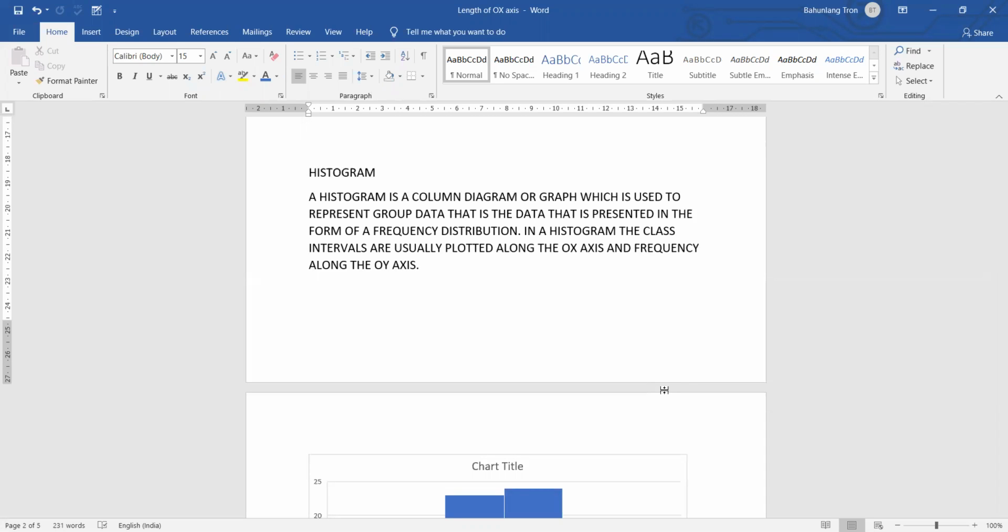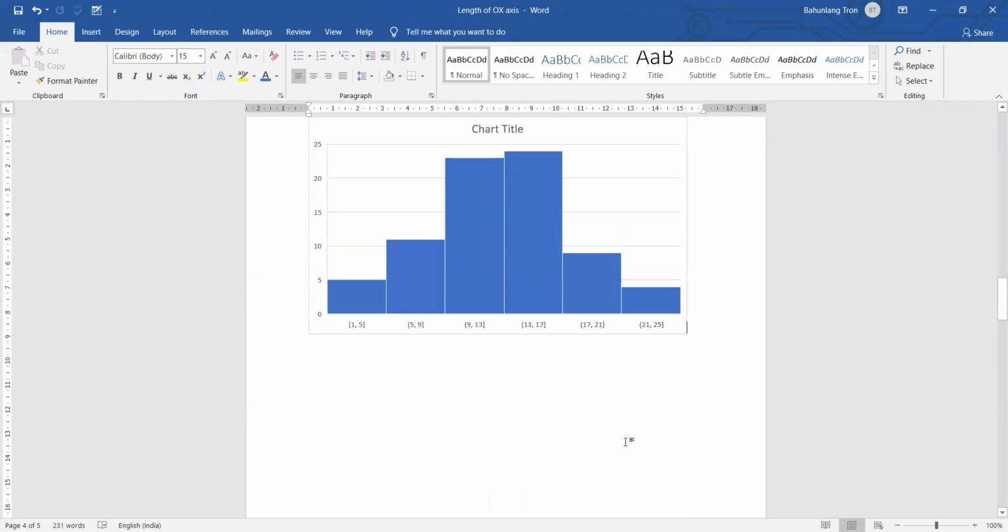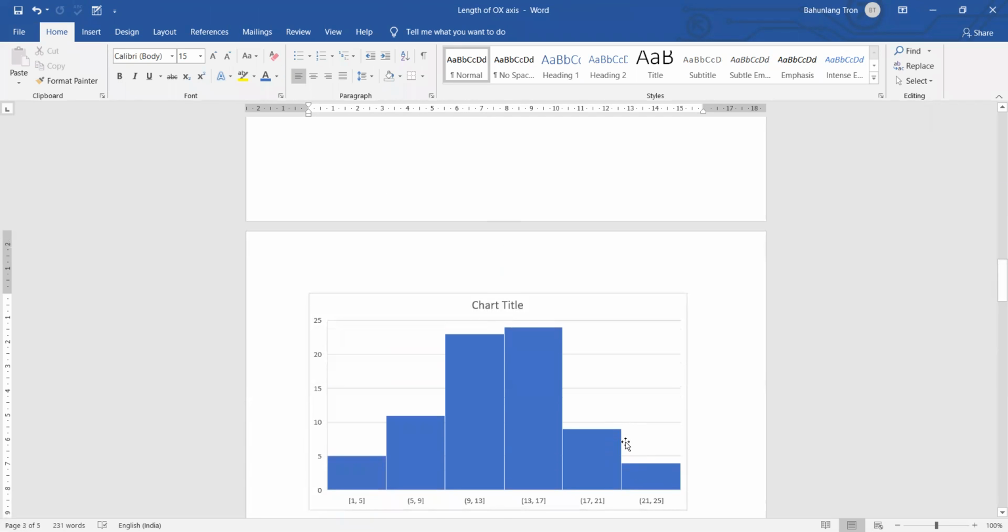In a histogram, the class intervals are usually given along the OX axis and the frequency along the OY axis. That is, while drawing a histogram, the class intervals are usually plotted along the OX axis and the frequency along the OY axis. Now I will show you the figure of a histogram.